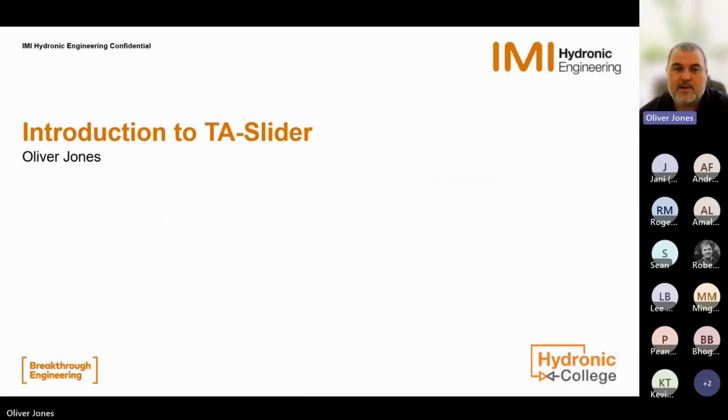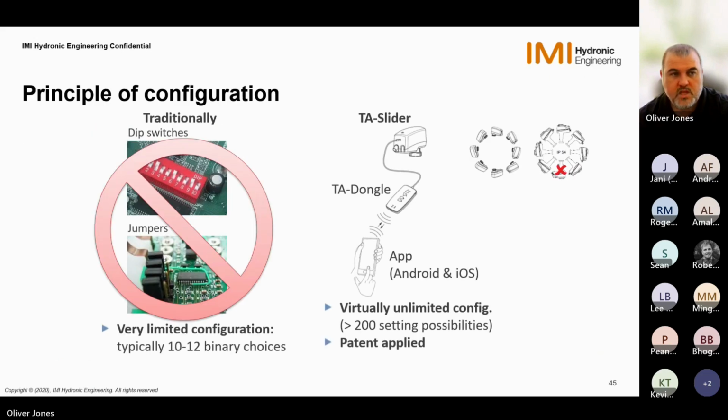So for an introduction into our TA-Slider itself, typically with actuators, when you're out on site, you will see dip switches on standard actuators and jumpers. These tend to leave us only 10 to 12 binary choices. You need a large book to be able to go through each dip switch to be able to change something very simple. So if you want to change your 0 to 10 volt controlled actuator to a 10 to 0 volt controlled actuator, in order to do that reverse, you need to look at the manual to refer to which dip switch you need to have up or down to be able to make those changes.